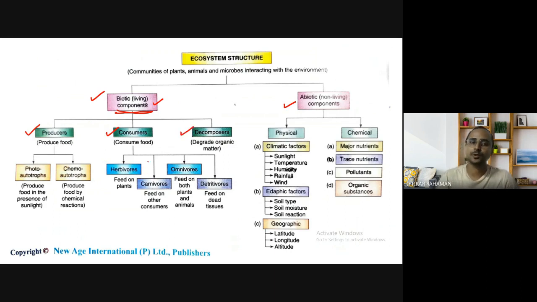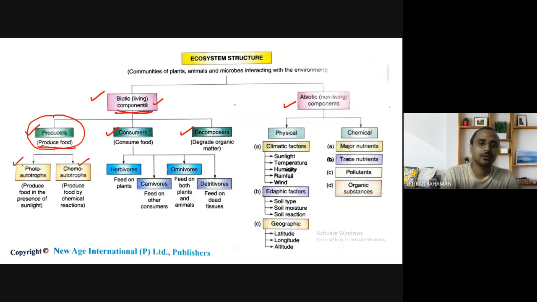So what are these producers? The producers are those components who produce food. You can imagine, for example, plants. They are producers. They can produce food, not animals. Animals cannot produce food. Only plants can produce food. So producers are further classified into two groups. প্রডিউসারকে এরপরে দুটো ভাগে ভাগ করা যেতে পারে.